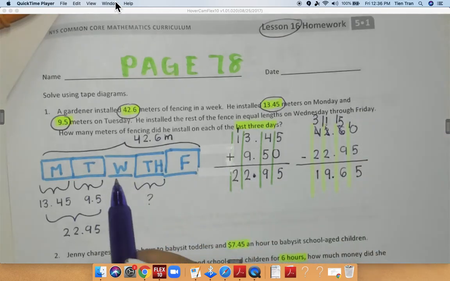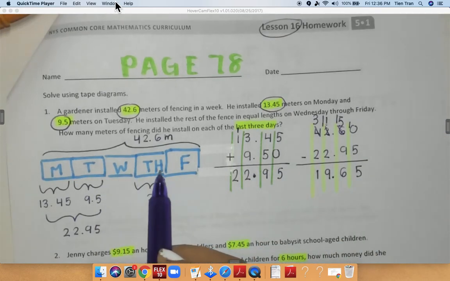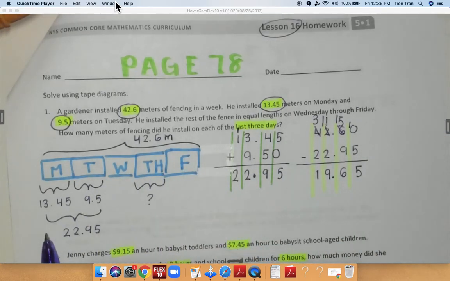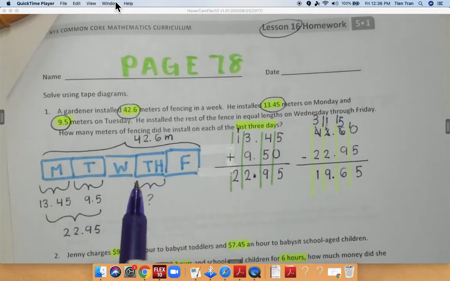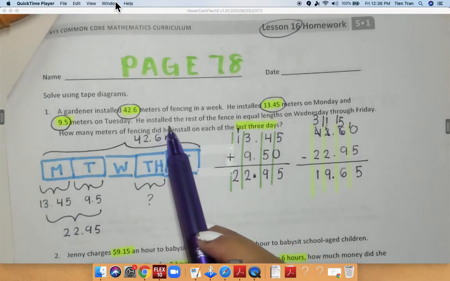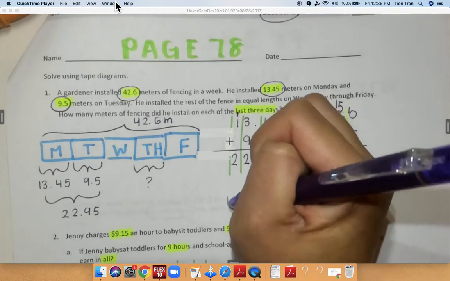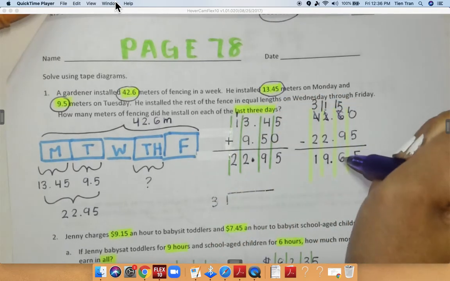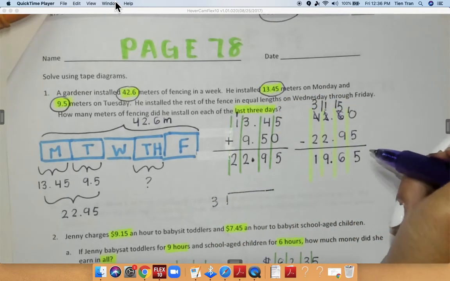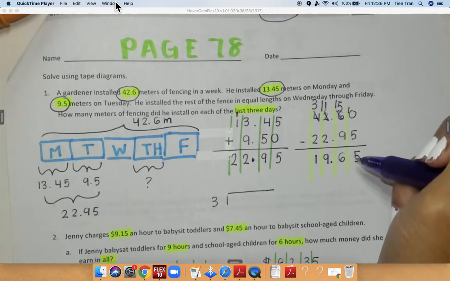Now, I need to figure out how much fencing is done each day. He said he did it in equal amounts, right? It says right here, he installed the rest of the fence in equal lengths. So I'm going to divide by 3, and I'm going to be taking this number right here.